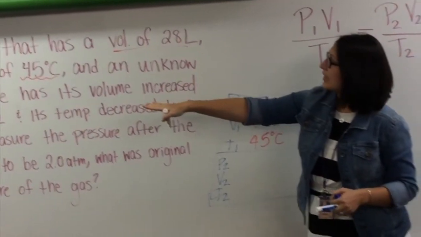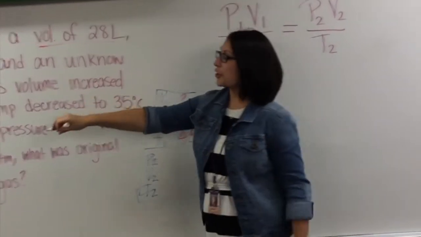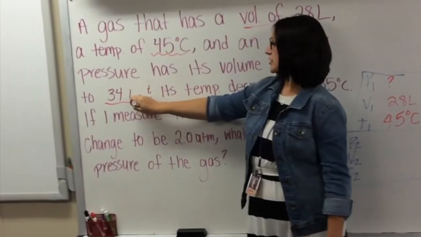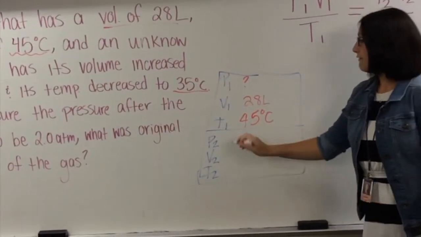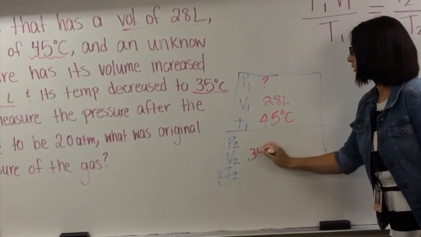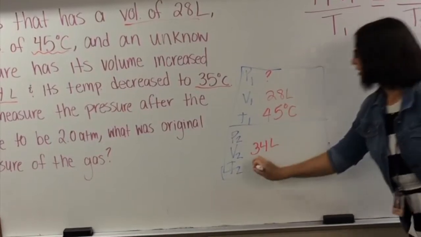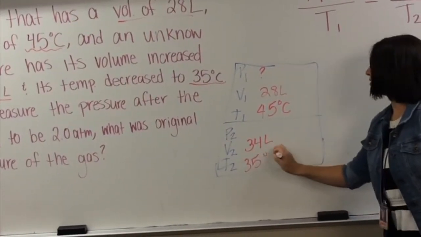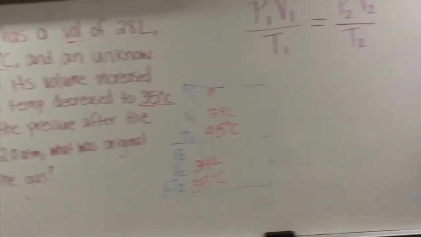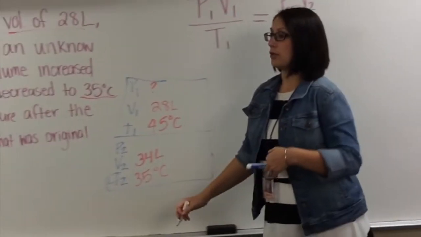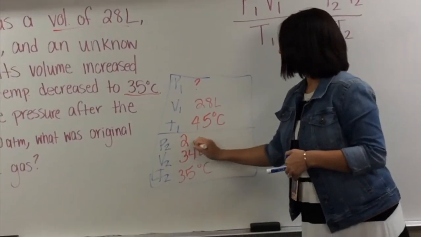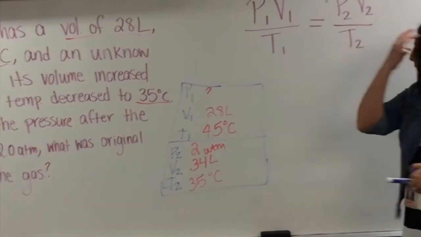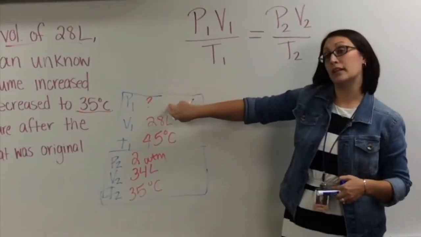Then, the volume was increased to 34 liters, and its temperature was decreased to 35. Volume 2 is 34 liters, temperature 35 degrees Celsius. If I measure the pressure after, so final pressure, pressure 2, is 2 atm. We are solving for P1 here.